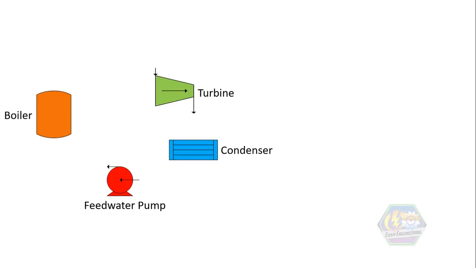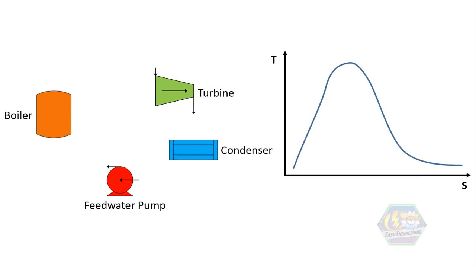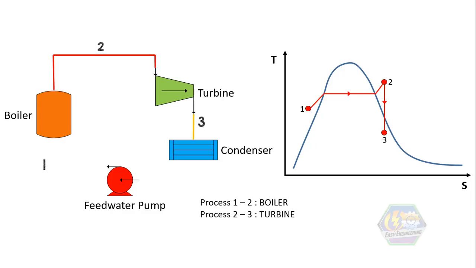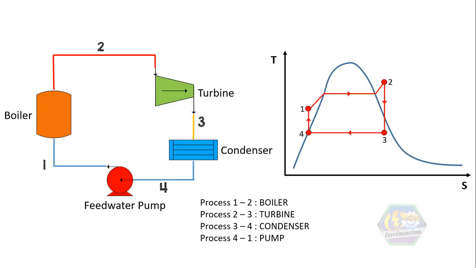To make a Rankine cycle, we need 4 processes. Process 1 to 2 for the boiler, process 2 to 3 for the turbine, process 3 to 4 for the condenser, and finally process 4 to 1 for the pump. And that is what we are going to discuss for the next part. Okay, so let's get this started.